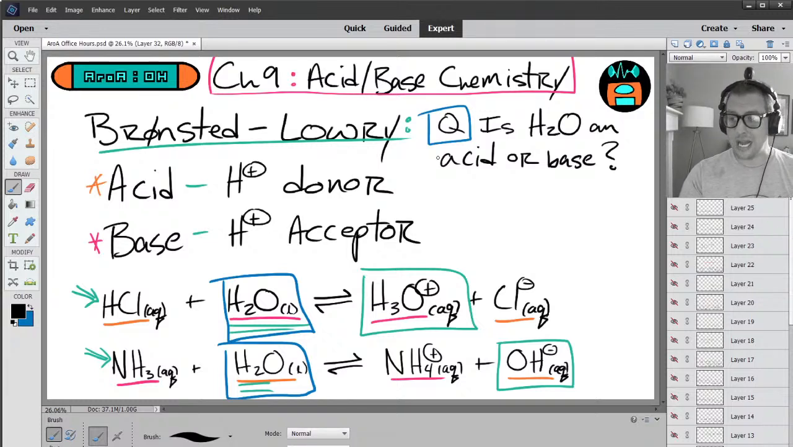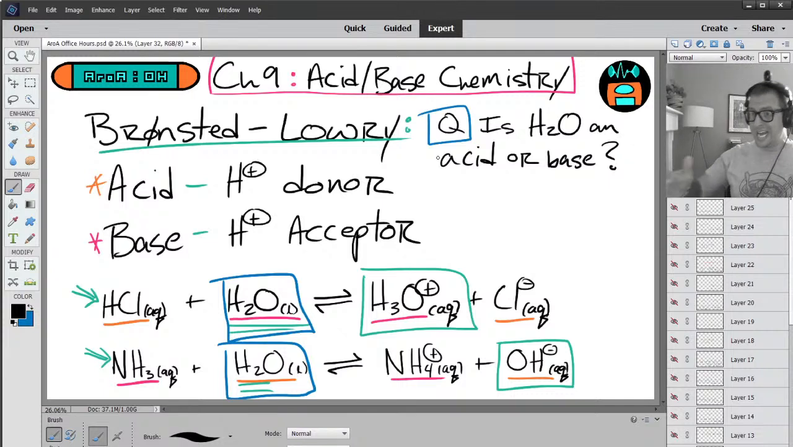So asking, is water an acid or a base, is like asking, am I a son or a father? Son and father aren't identities, they're relationships to other people, right? I am a son to my father. In that relationship, I am a son. I am a father to my son. In that relationship, I'm a father. Acid and base is the exact same thing. It describes a relationship within a specific chemical equation.